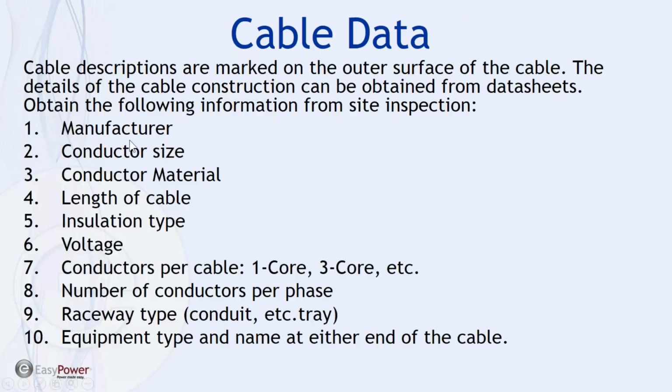EasyPower provides one of the most accurate calculations for cable impedance in the industry, and we do this by entering data to calculate the construction, not necessarily a manufacturer's part number. It is good to record the manufacturer's name, and most of this information will be on the label of the cable itself. But the conductor size, the conductor material, the length of the cable, the insulation type, and the voltage, and the type of conductor, whether it's a single core, triple core, or other, all contribute to the impedance calculations.